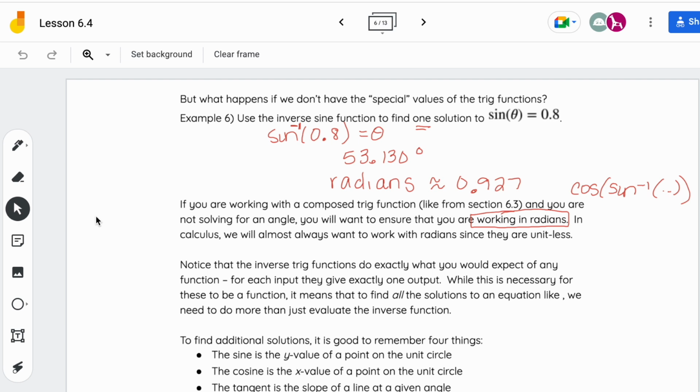We pick up with the last few examples in our notes today. Please keep in mind the following bullet points. Again, sine is the y value of a point on the unit circle. Cosine is our x value of the point on the unit circle. And tangent is the slope of a line at a given angle. Other angles with the same sine, cosine, tangent will have the same reference angle. Thus, we have to take into consideration symmetry within our unit circle when we are finding solutions.